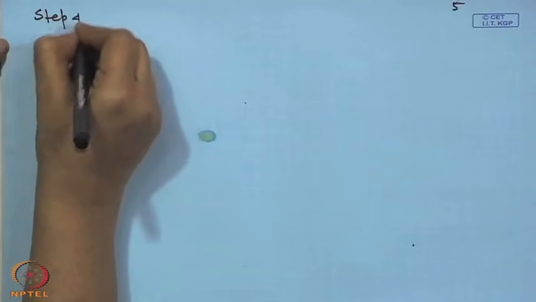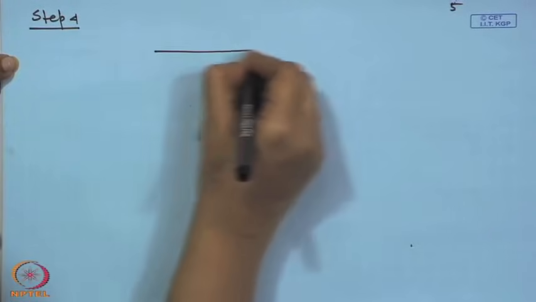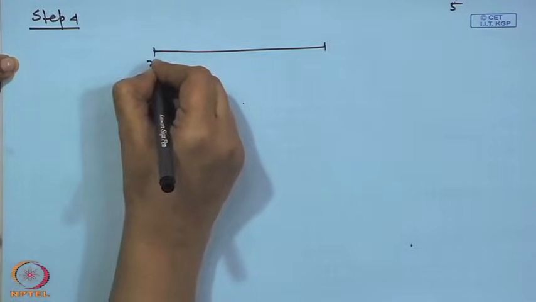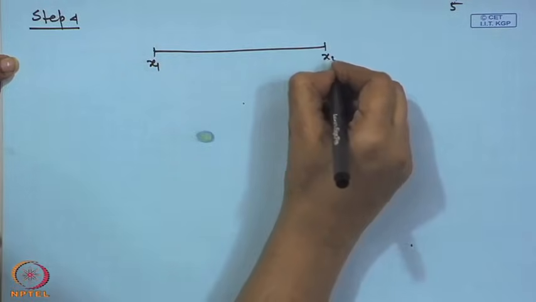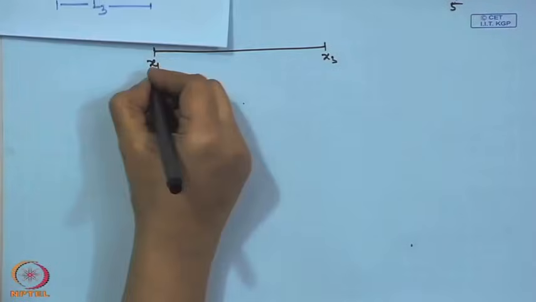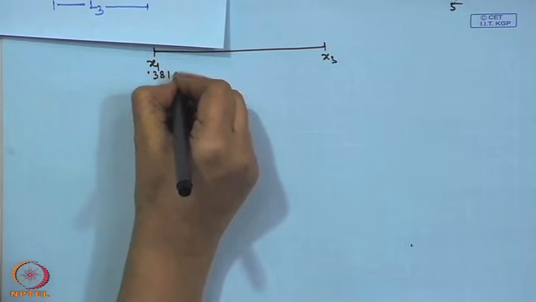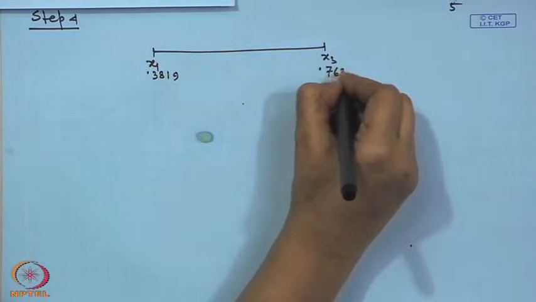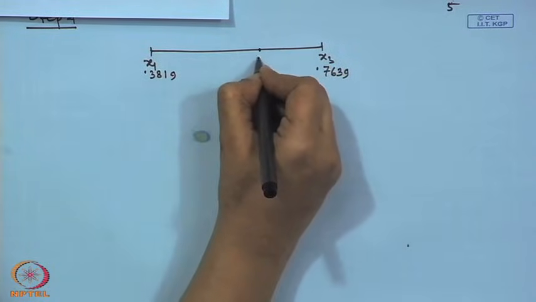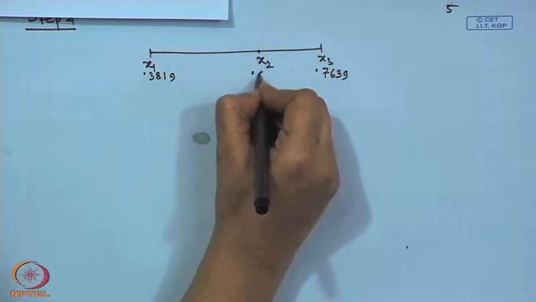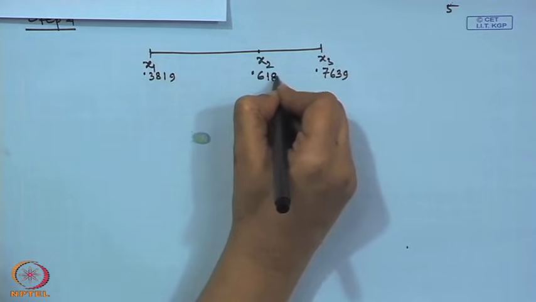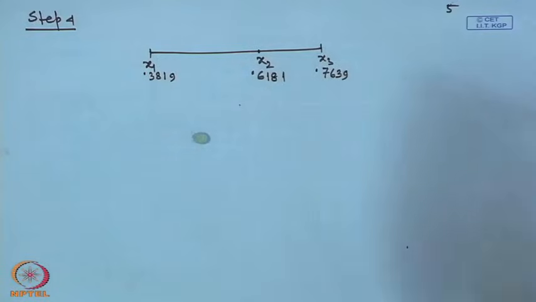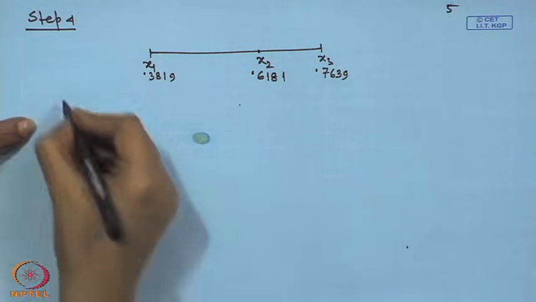Step 4. My interval of uncertainty is from x1 to x3. The value of x1 is 0.3819, x3 is equal to 0.7639, in between we are having x2, this is 0.6181. We have to generate the next experiment x4.